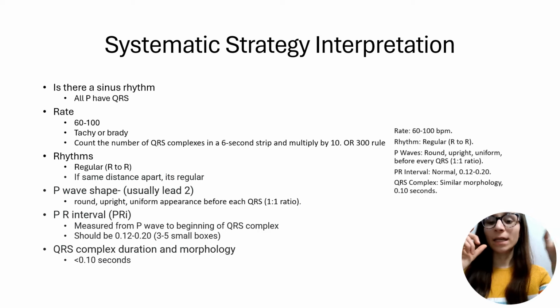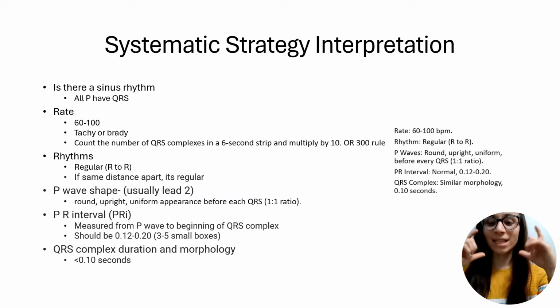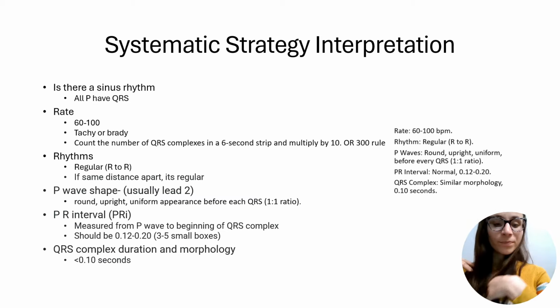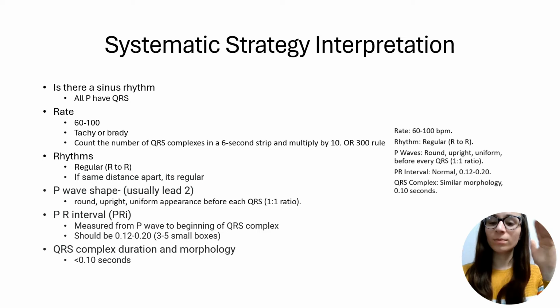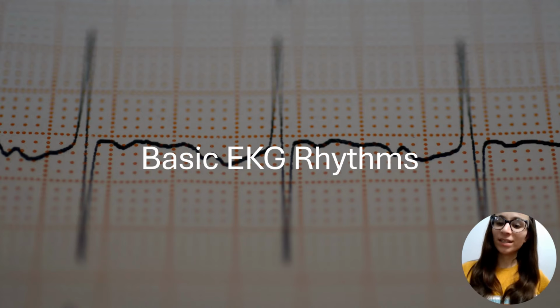Now we're going to look at the PR interval. So interval is a time period. We want it to be under 0.20 seconds, which is under 5 small boxes. And that's going to be measured from the beginning of the P wave to the beginning of the QRS complex. And we'll go through that soon when we go into heart blocks. Lastly, you want to look at the QRS complex. That's the ventricle. First of all, you want it to be there. Second of all, you want it to be under 0.10 seconds. So let's get started into our rhythms.